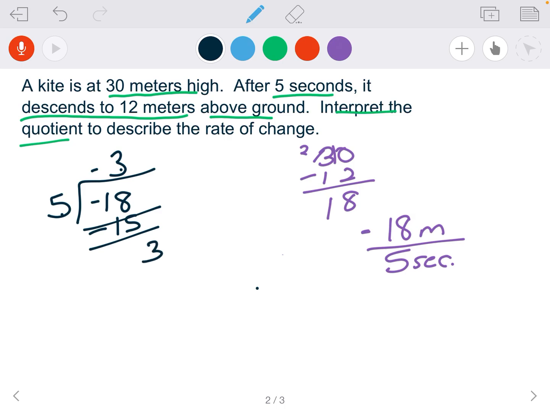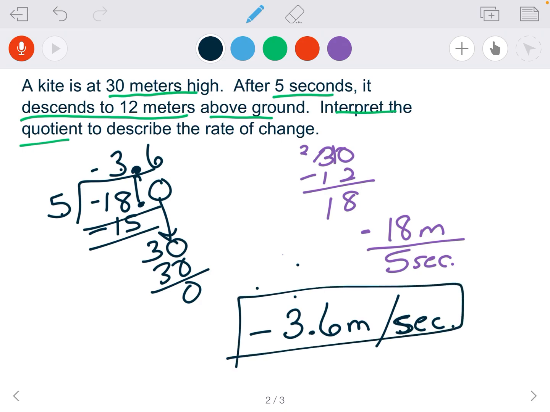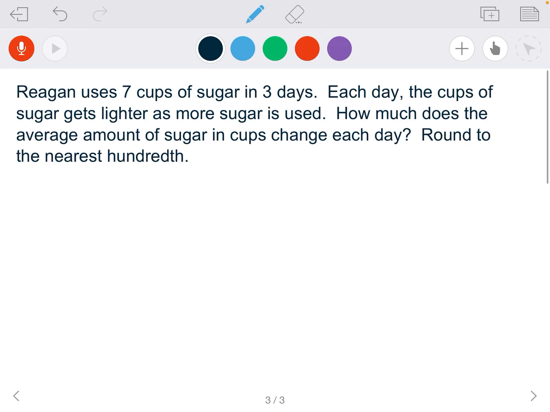So now I'm going to subtract, and I get 3 here. I need to see if I can get rid of my remainder. So I'm going to add a 0 here, put my decimal point there, bring it straight up, add a 0, bring it down. 5 goes into 30 6 times, and so I get a remainder of 0. So the rate of change is a negative 3.6 meters per second, because we divided so we could get a second. So this is your answer, negative 3.6 meters per second.